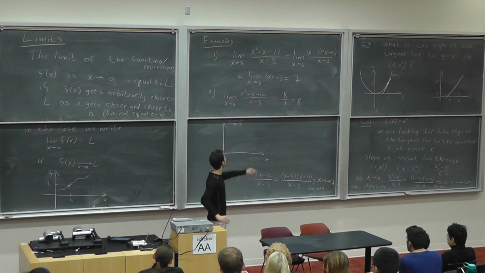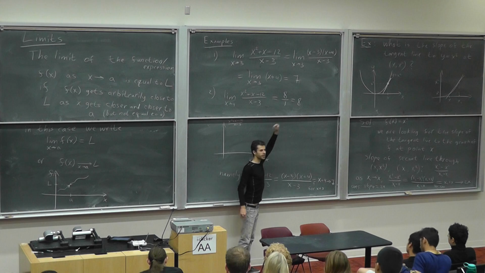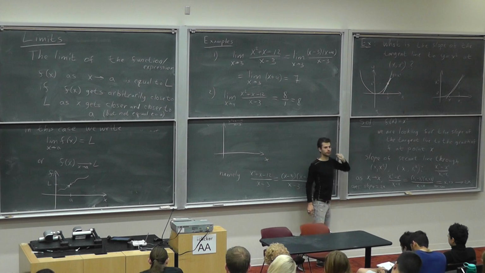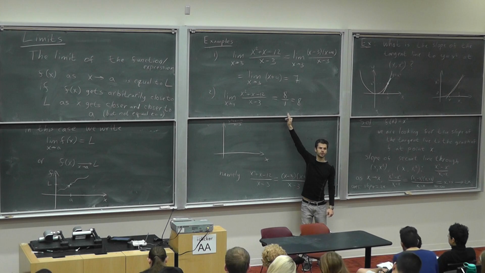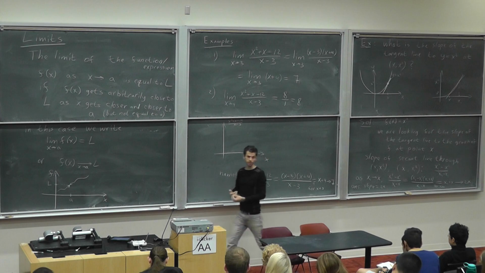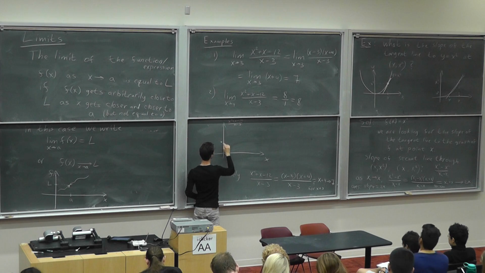Linear, yes. So we already simplified this function. For any value of x except for the value 3, this function is exactly the same as x plus 4. So the graph is just a line with y-intercept at 4 and slope 1.